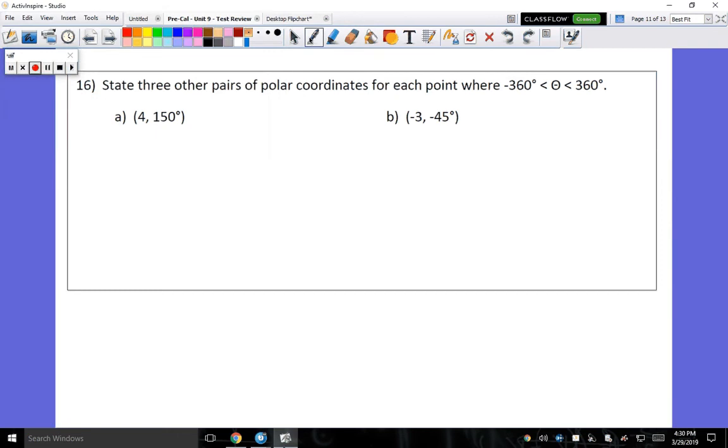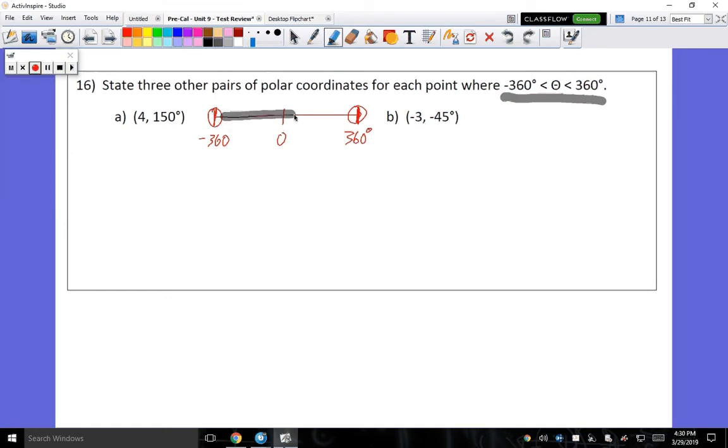Okay, so let's look at number 16. First of all, we're trying to find angles within a domain of negative 360 degrees to positive 360 degrees. If you looked at it like a number line, you could say this is 360, this is negative 360, and here's 0. Let me put open circles since you don't see an equal sign here. So between negative 360 and positive 360.